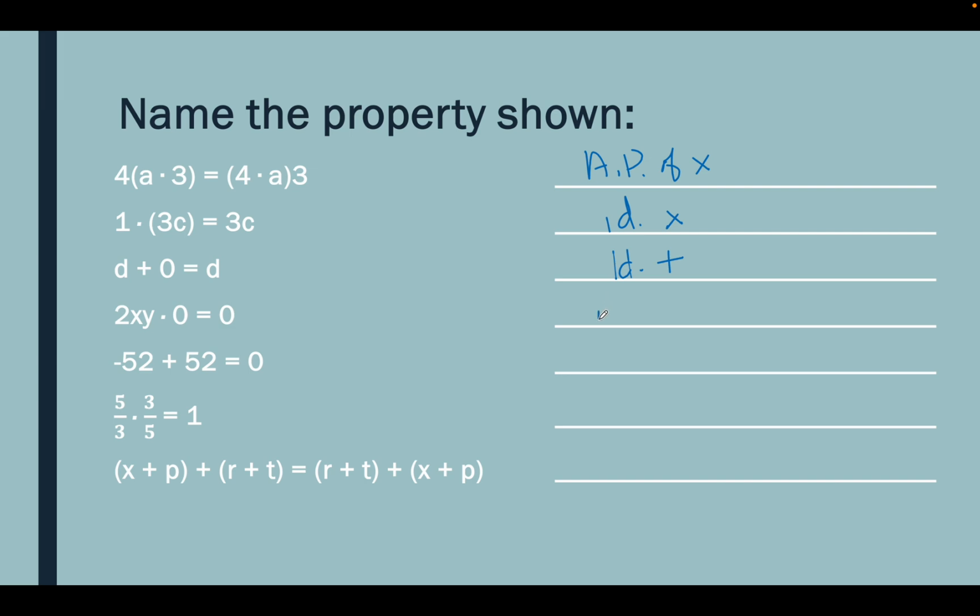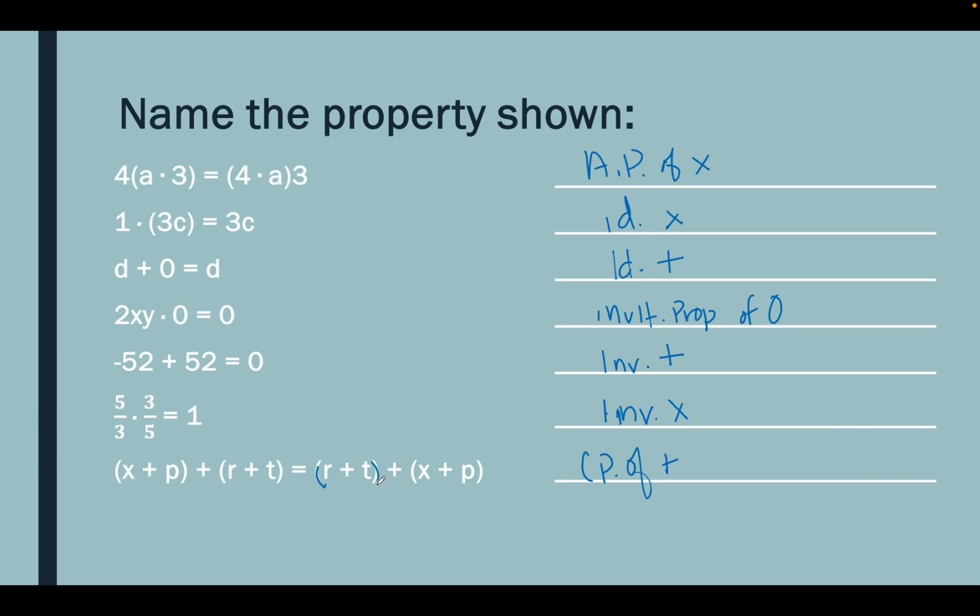The next one is the multiplication property of 0. The next two are both the inverse properties, so this is the inverse property of addition and the inverse property of multiplication. And lastly, for the tricky one, this one is actually the commutative property of addition, not associative.